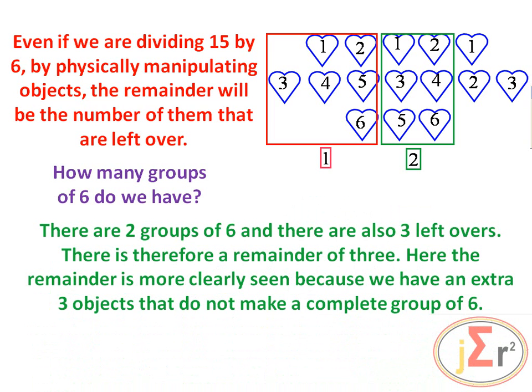Here the remainder is more clearly seen because we have an extra 3 objects that do not make a complete group of 6. So the remainders are those that do not make a complete group of 6. How many do we have there that do not make a complete group of 6? Not how many groups of 6, Jerry. 3. Right, there are 3. So those are our remainders.